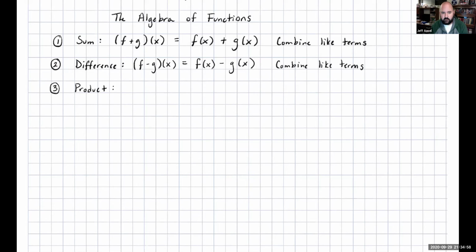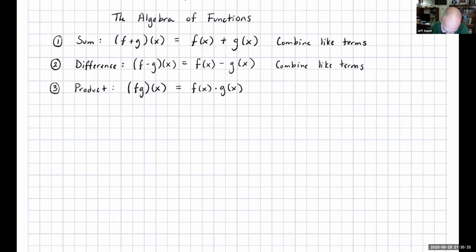And the condensed version of how we would write the multiplication of two functions would just be to write f times g of x. And what does that actually mean? Well, it's just f of x times g of x. That's what it means. Now, how are we going to do this when we're multiplying?